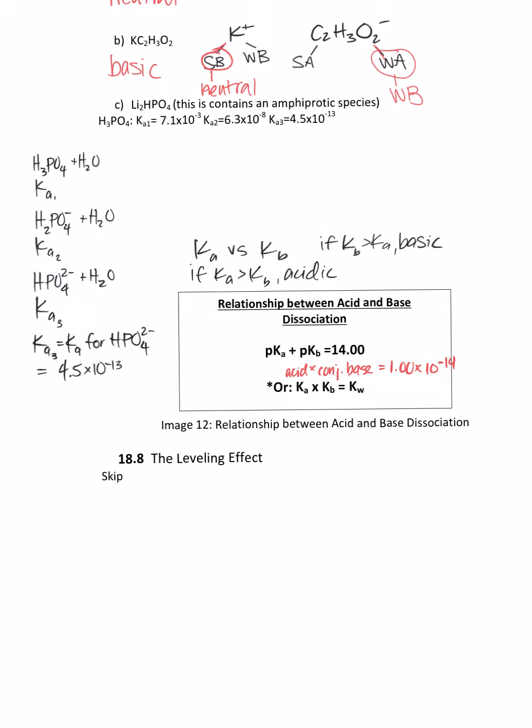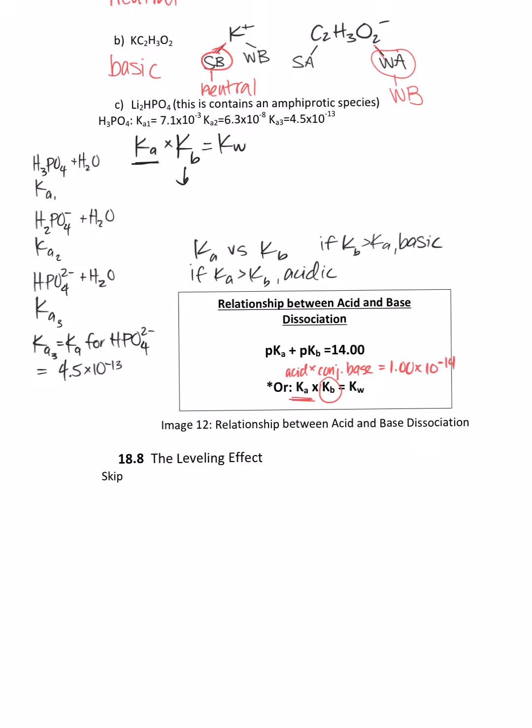So that means in order to find Kb, I have to take the Ka of the conjugate species, the conjugate acid, to get Kb. So let's write that out. Ka times Kb equals Kw. Okay, but which Ka do we use?